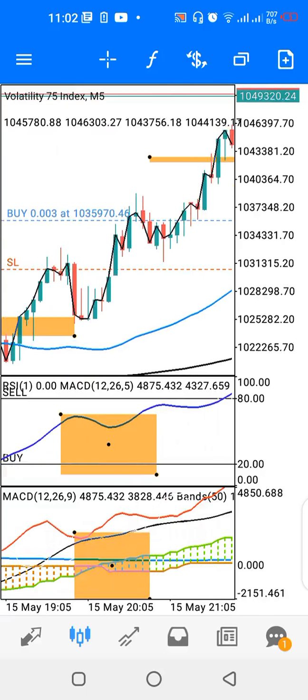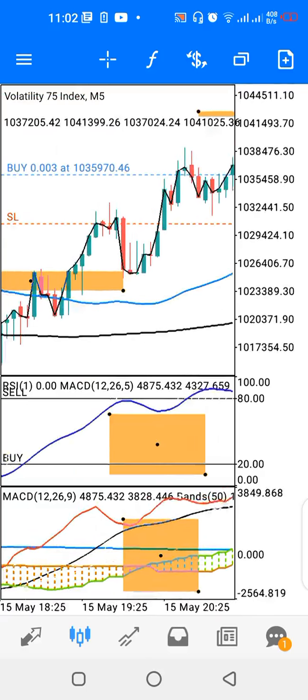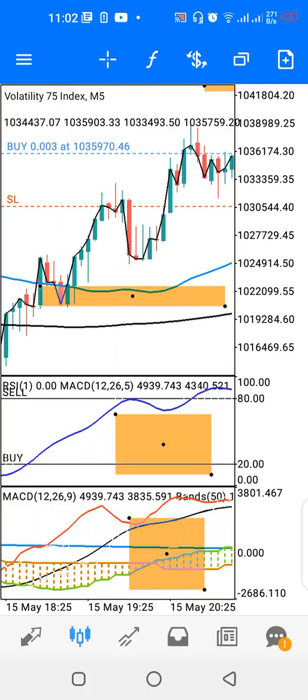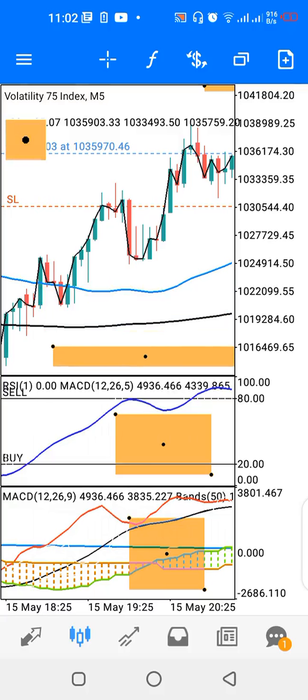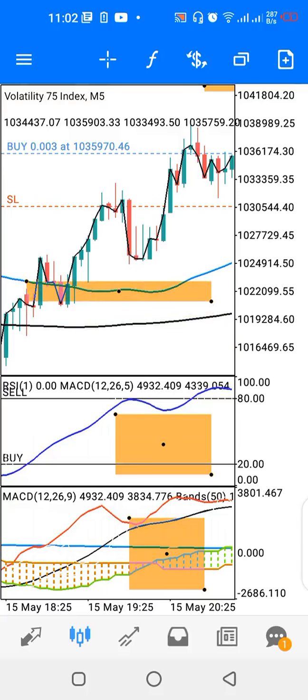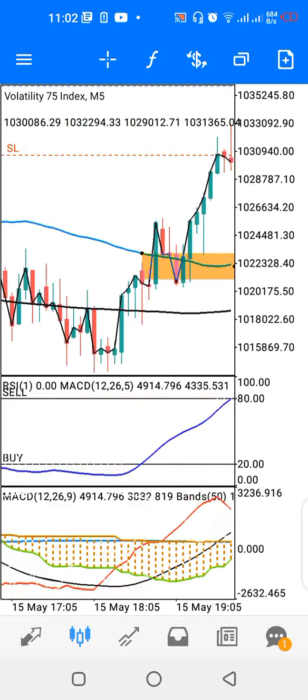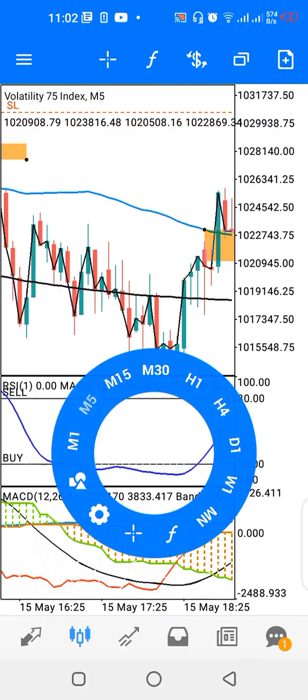Okay, so don't forget the blue moving average. Whenever it stays above the black, you are in a bullish trend. Look for buy opportunities. Okay, and when it stays below, you're in a bearish trend. Look for sell opportunities.